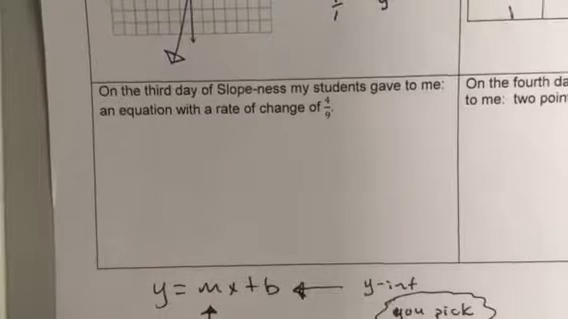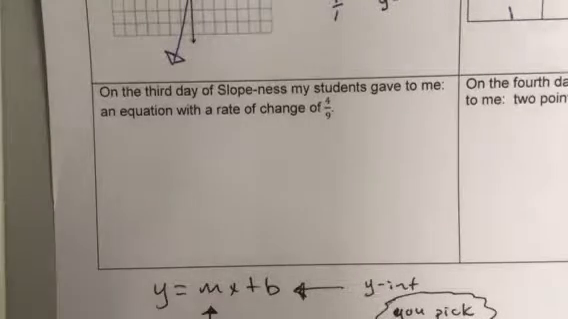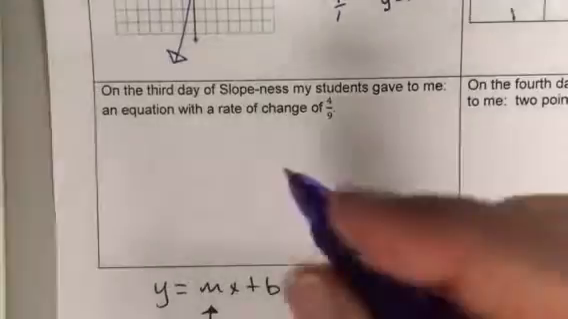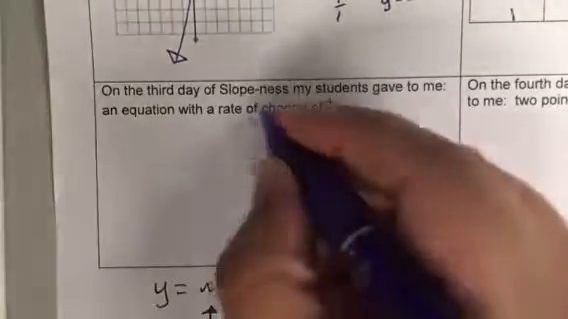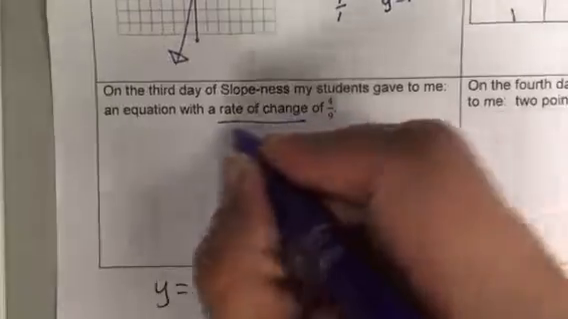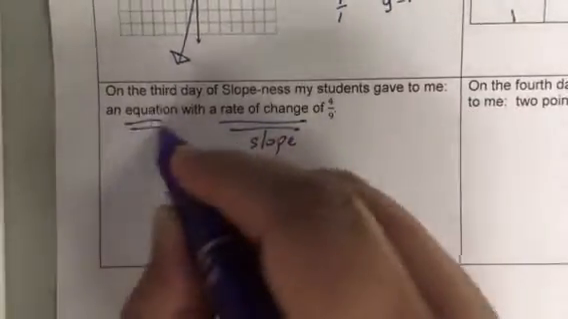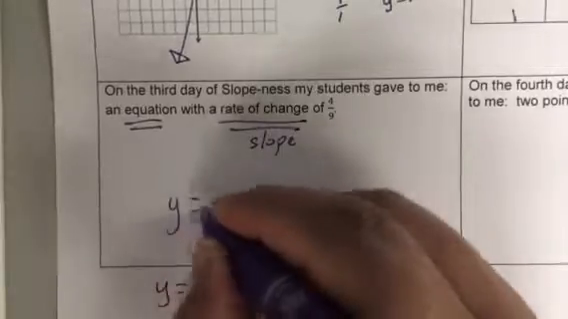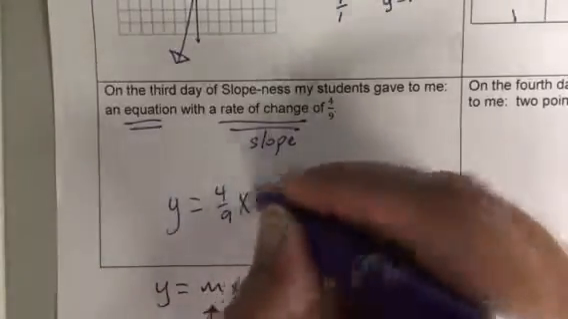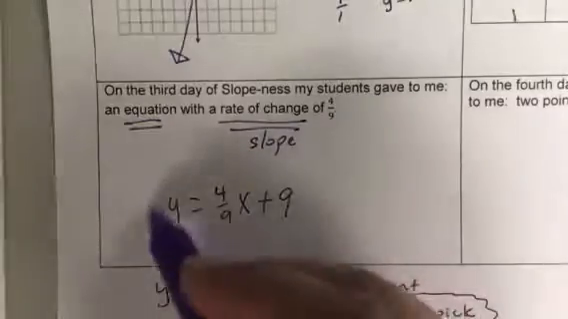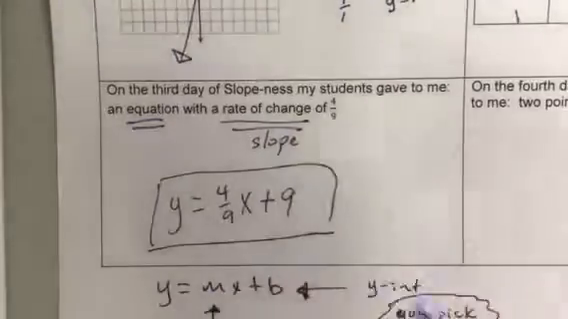Now, on the third day of slopeness, my students gave to me an equation with the rate of change of 4/9. Remember, rate of change just means slope. So all it wants is an equation. So I have y equals 4/9 x plus 9. Remember, you can pick any number for the y-intercept.